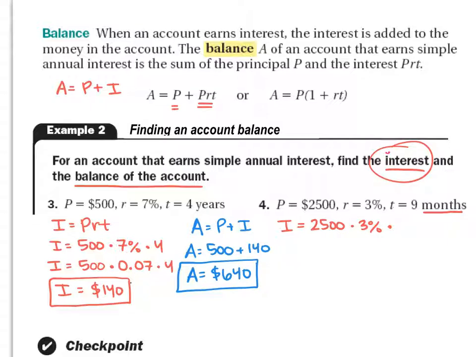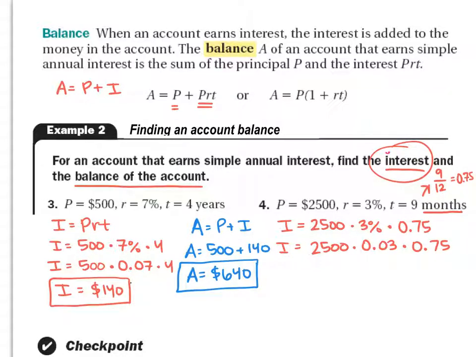Instead, I need to convert 9 months into years, which there's 12 months in a year, so this would be 9/12, which is 3/4 or 0.75. That's the amount of time. It's 3/4 of a year that money has been in the account. Now, also before I multiply, remember I need to change that percent to 0.03 or to 3/100 because the value of 3% is 3/100.